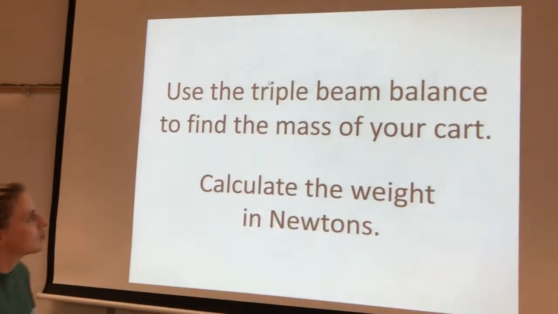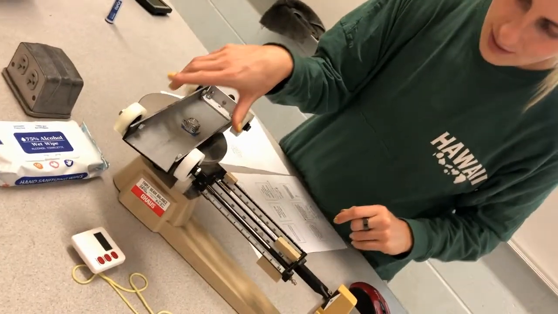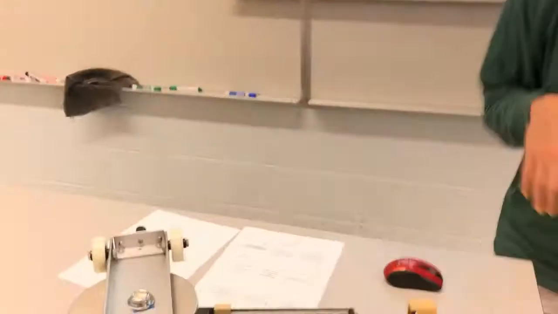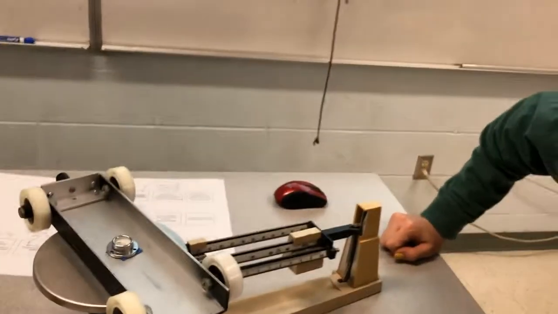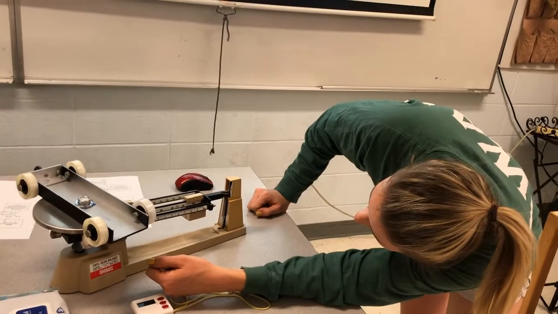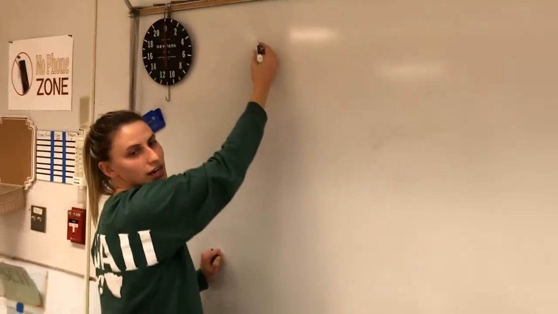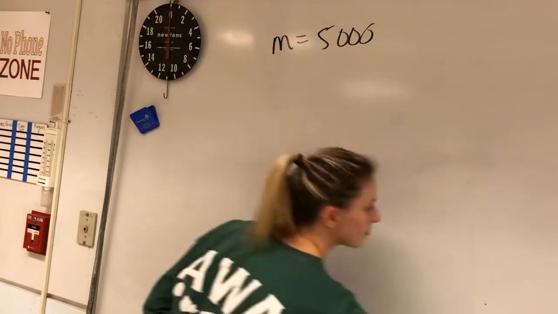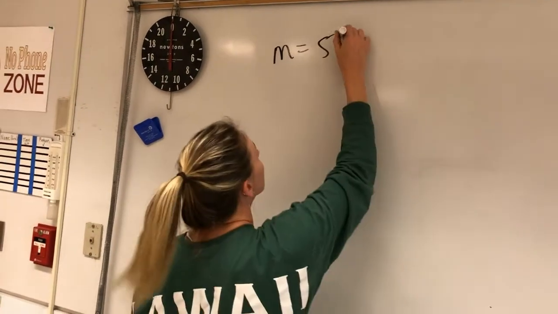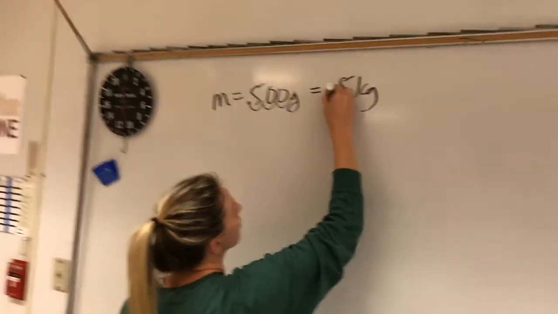Okay. So we are going to use the triple beam balance to find the mass of our cart. And we're going to calculate the weight in newtons. You know, I'm actually going to call it 500. You okay with that? It's a little bit low, but that's right. So that was 500 grams, not kilograms. Mass is 500 grams, which is the same thing as 0.5. That's half a kilogram.